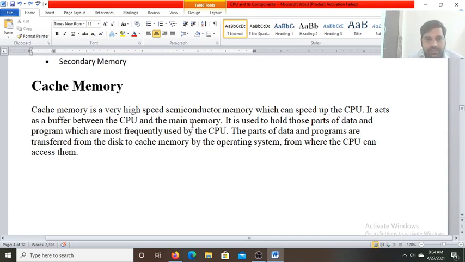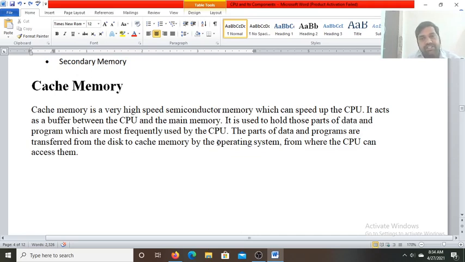Buffer means it stores the data. It stores the data from the RAM before the demand of the processor, before the demand of the CPU. So whenever the demand comes from the CPU, it hands over the data to the processor. It is used to hold those parts of the data and programs which are most frequently used by the CPU. So which type of data does it hold? The data most frequently used by the CPU.